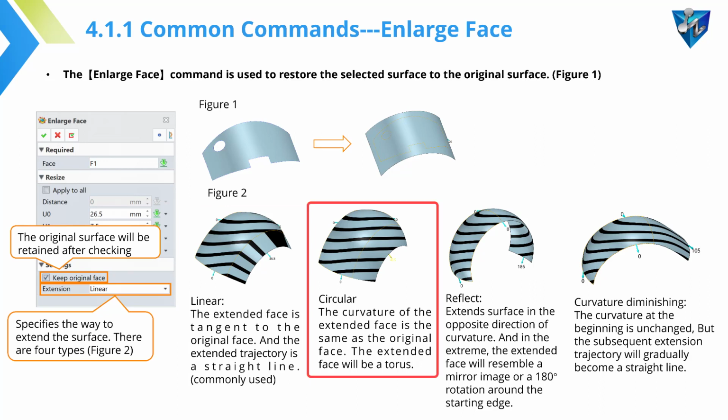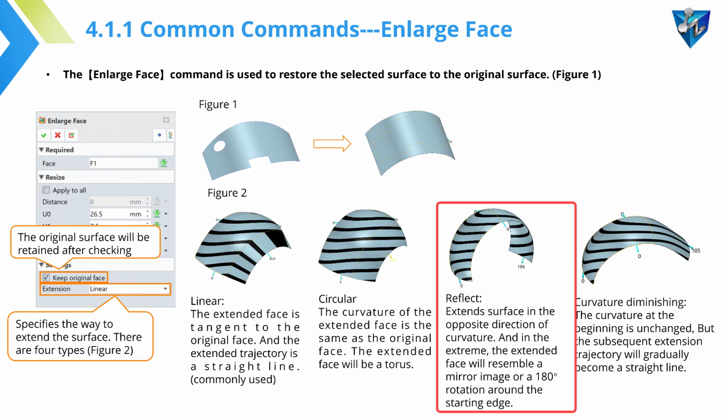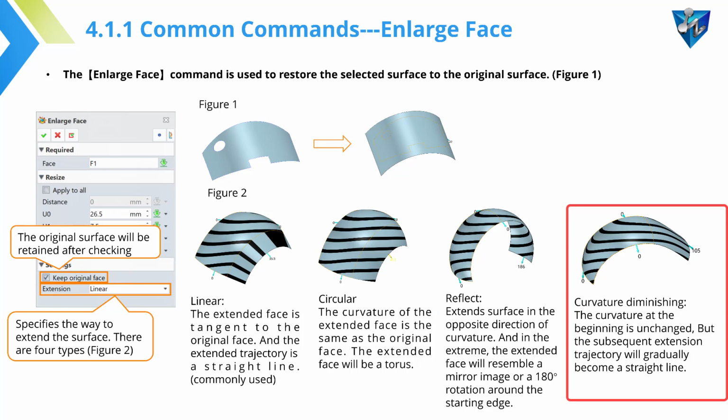The round means the curvature of the extended face is the same as the original face. The extended face will be a torus. The reflect means extending the surface in the opposite direction of curvature. And in the extreme, the extended face will resemble a mirror image or a 180 degrees rotation around the starting edge. The curvature diminishing means the curvature at the beginning is unchanged, but the subsequent extension trajectory will gradually become a straight line. Okay, let's move on to ZW3D to show more detail to you.